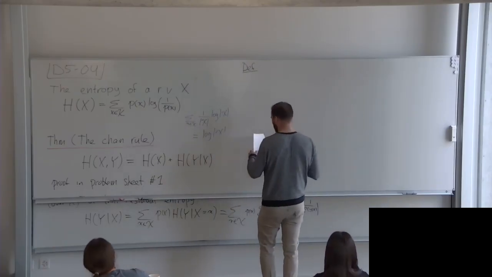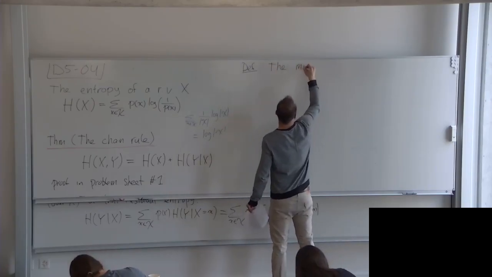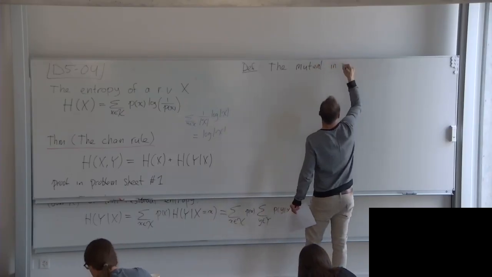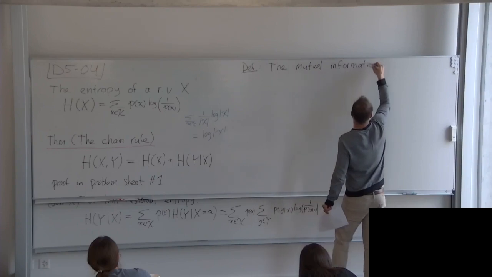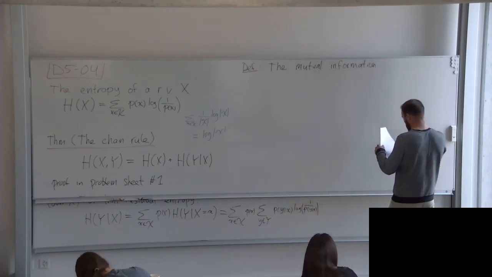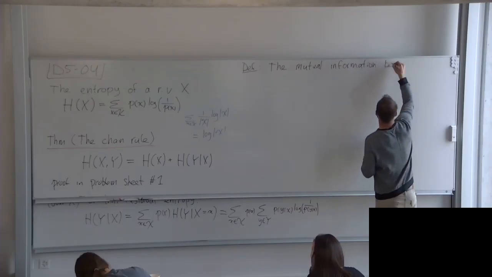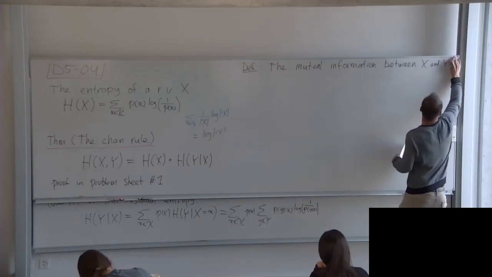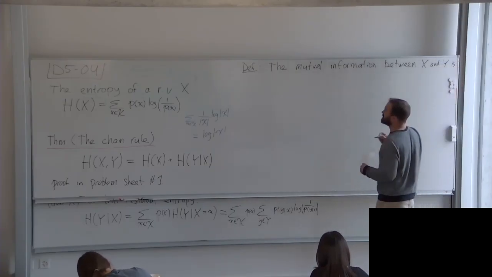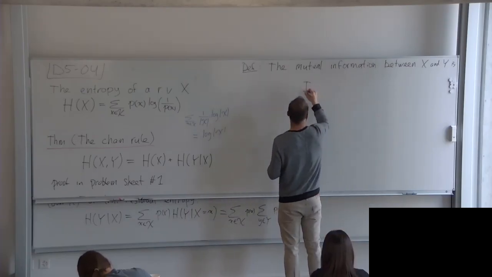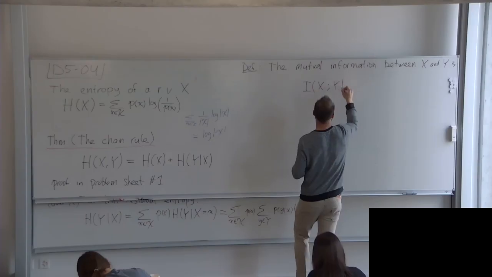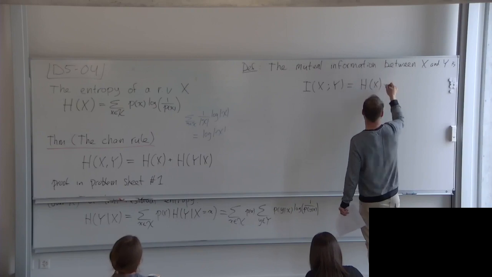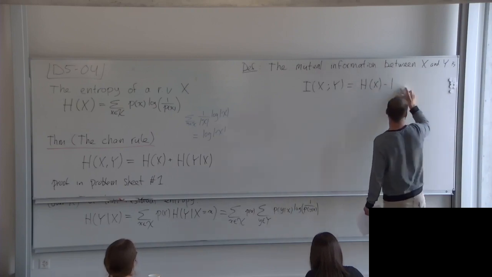Once we have entropy and conditional entropy, we can define the mutual information. Mutual information between x and y, we denote it I of x semicolon y, and it's H of x minus H of x given y.